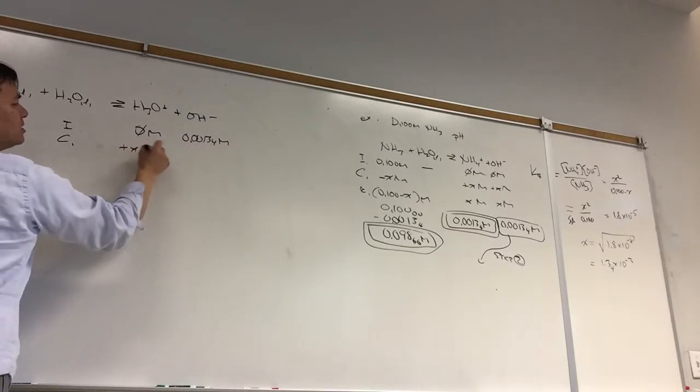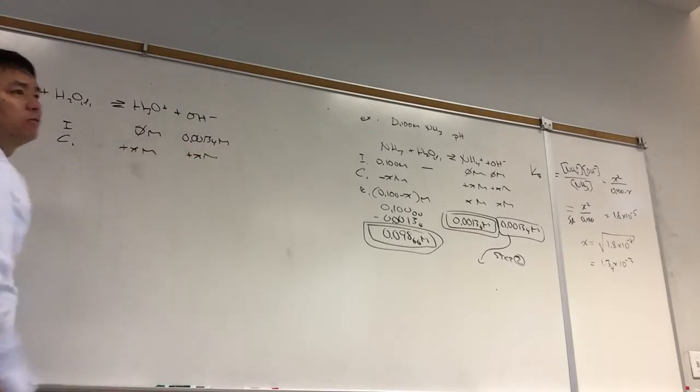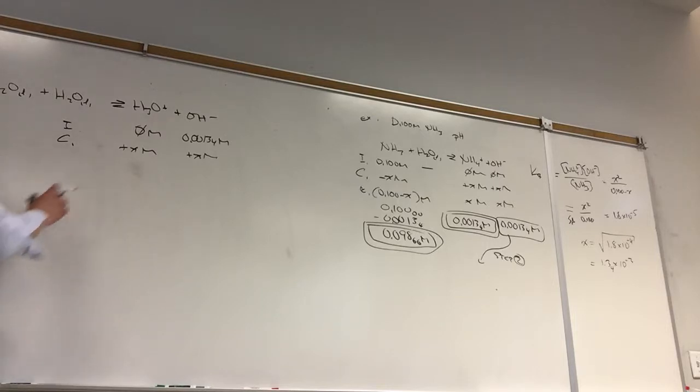So plus x is going to be smaller than it normally is, and what it normally is is 10 to the minus 7 molar. Right? And so why don't you finish this for me, and then I'll be right back.